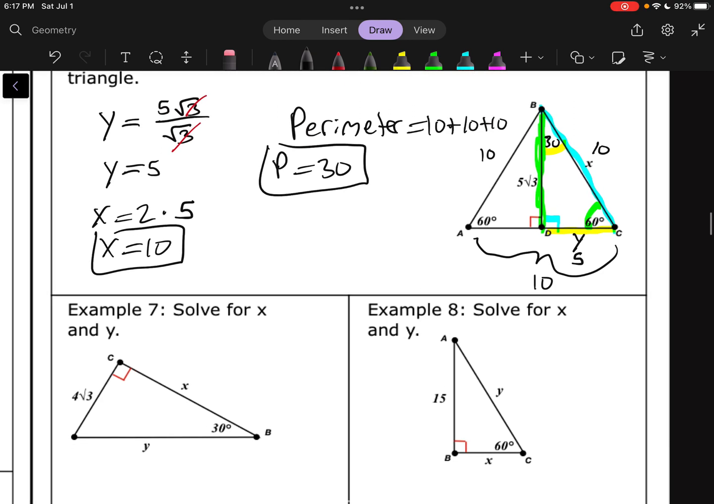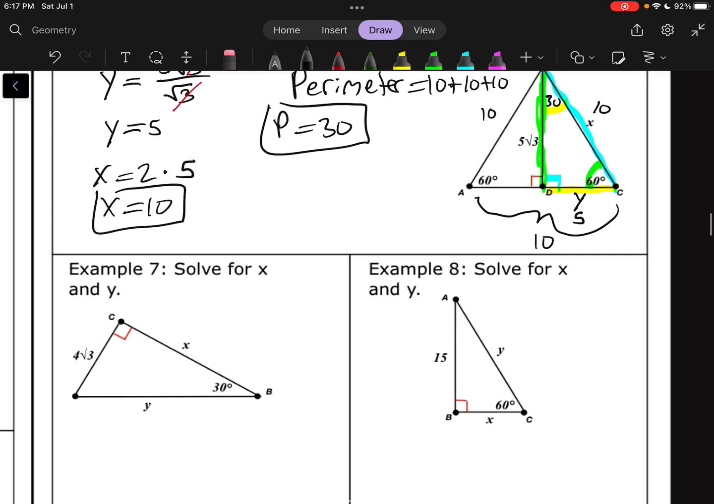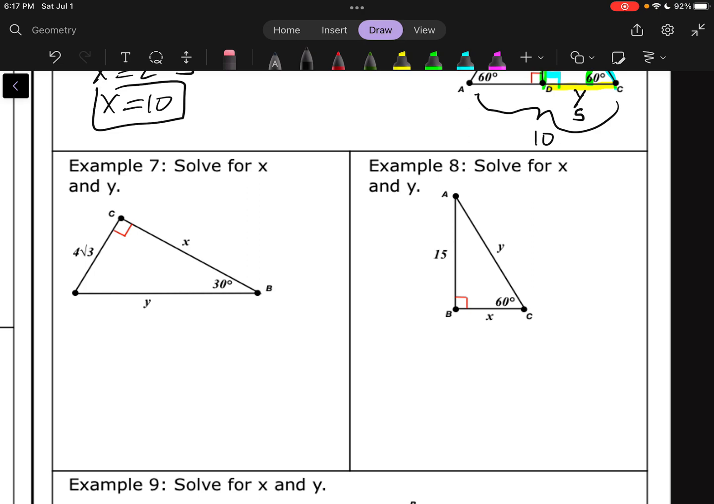All right, let's keep it cruising here. For example 7, says solve for x and y. Okay, we know the short leg. The long leg is the x, because that's opposite where the 60 is. And the hypotenuse is the y. Okay, so to find the long leg first, I guess, let's just go ahead and say that the long leg should be the short leg times root 3.